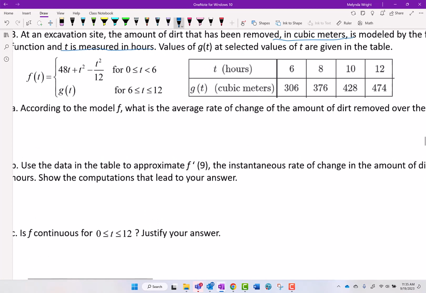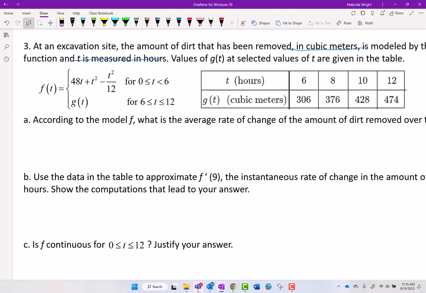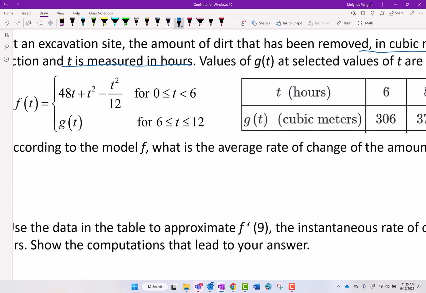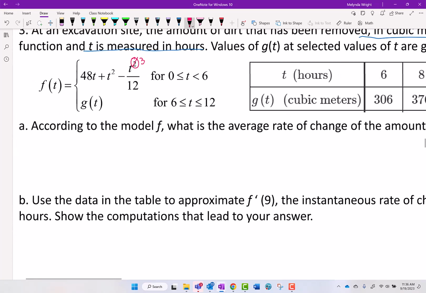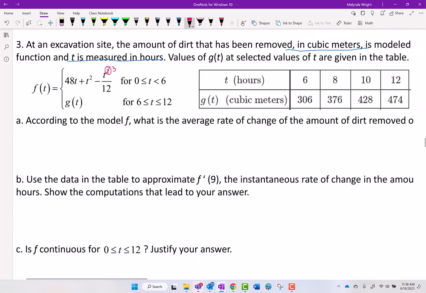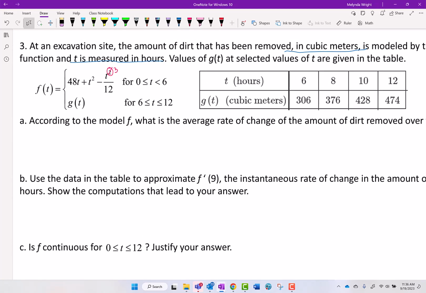So let's study what we have for a moment. We have a piecewise function, and from 0 to 6, it's this polynomial. Oh, and by the way, yes, I typed all this up, and yes, I made a typo. I'm sorry. This should be a 3. If you would change that for me, that squared should be cubed. I made a little mistake. So that's t cubed over 12. And then from 6 to 12, we have this weird table thing going on.